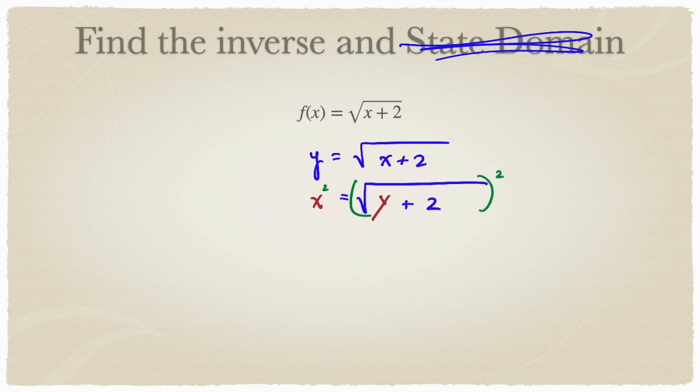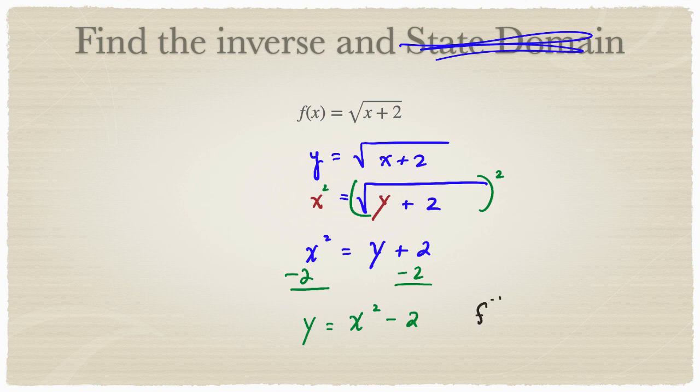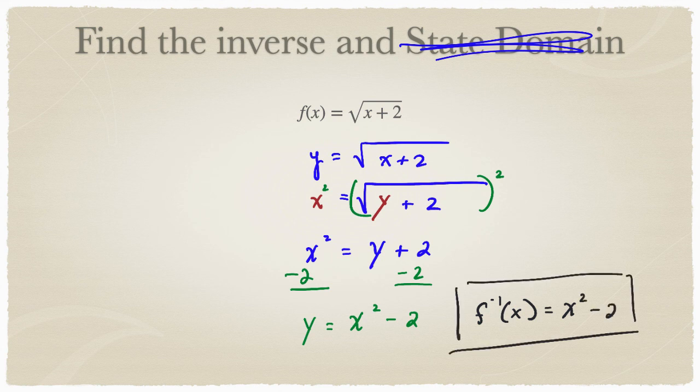This is a radical equation at this point. When I square y, I get y squared. On the right-hand side, the radical is now eliminated, and I subtract 2. I'm going to rotate the entire equation. Y equals x squared minus 2, and then we write it in the correct notation, and that would be the inverse function.